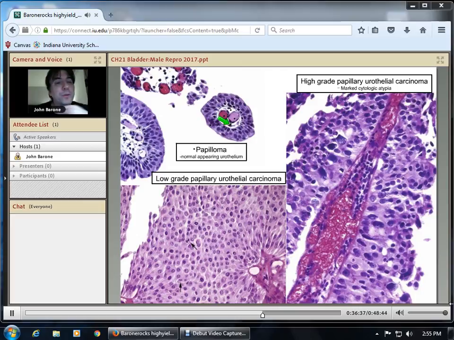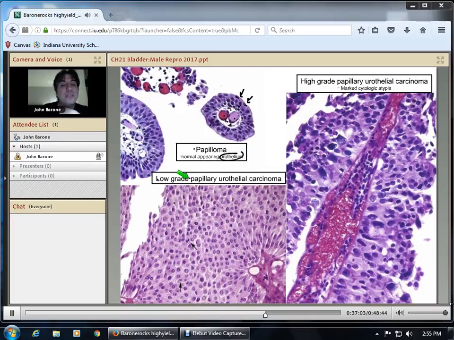Now, how many layers are you supposed to have? 5 to 6. Let me see. 1, 2, 3, 4. Normal number. Normal number of cells. Nuclei are small, they're bland looking. Look, there's an umbrella cell layer. See the flat umbrella cell? So it kind of looks like normal mucosa. Normal appearing urothelium, just in a papillary projection. That's a papilloma. Okay, good.